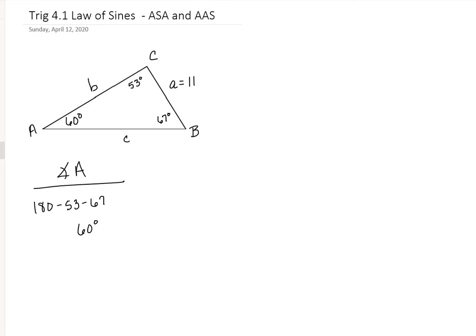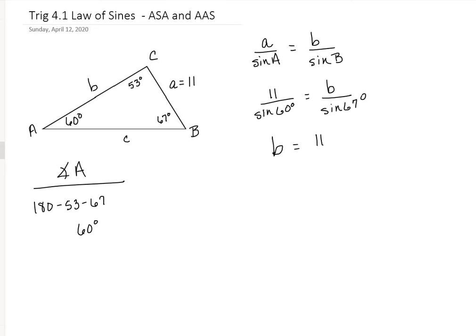Okay, now I'm going to set up my first proportion. And I just have to fill in what I know. And once you get here, it's just a matter of simple algebra manipulation. B is going to equal 11 times sine 67 degrees divided by sine 60 degrees. Now all of the angles that we're going to be working with are going to be in degrees, so be sure your calculator is in degree mode. So B is approximately 11.7.